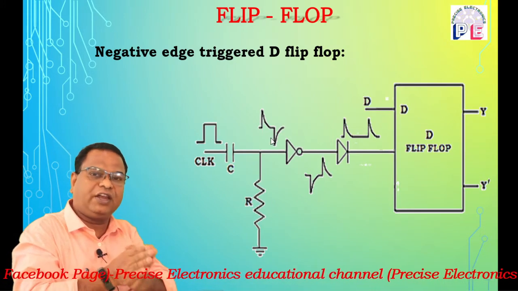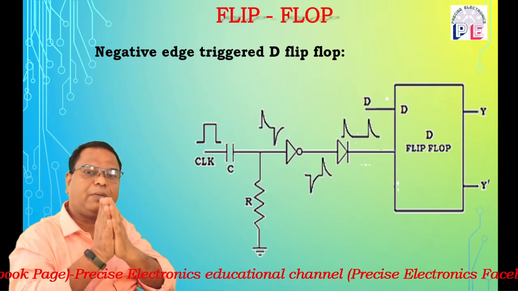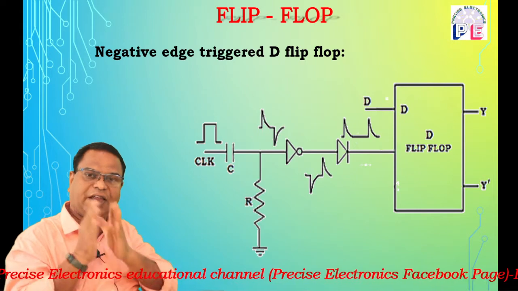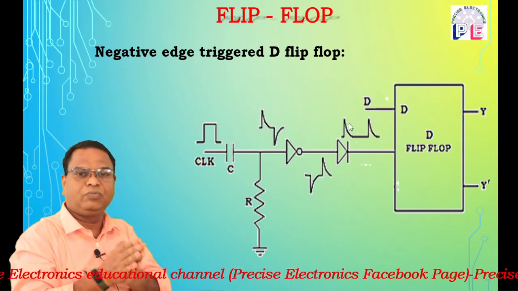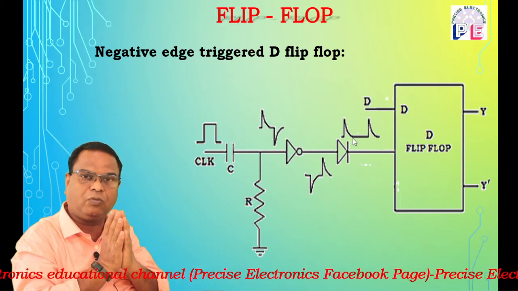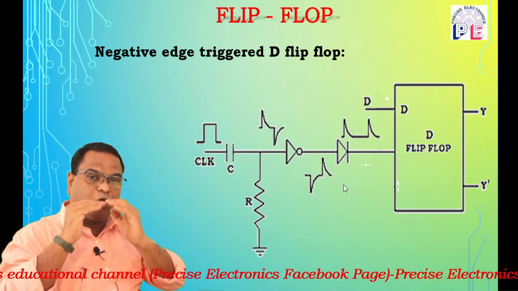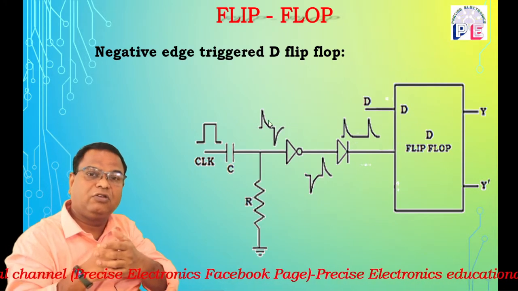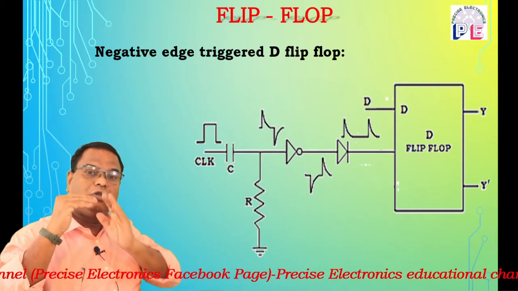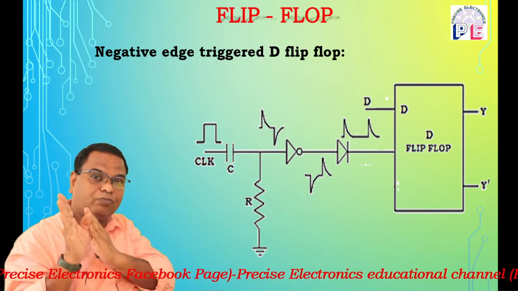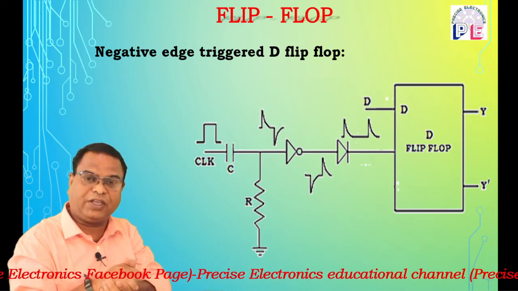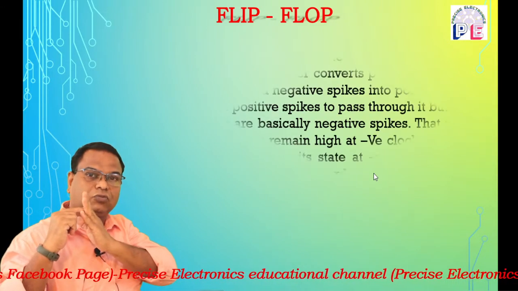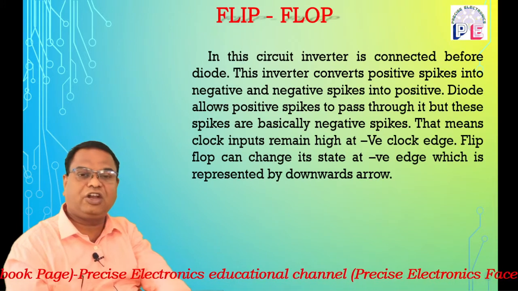So the output of this NOT gate is the complement of the input, and that output is applied to the diode. The diode once again blocks the negative pulse and is able to pass the positive pulse through it. That means the positive spikes are applied to the flip-flop. But friends, this positive spike is basically a negative spike, and that negative spike is converted to a positive spike by using the NOT gate. So this is the negative clock edge. Basically it is the negative clock edge which is converted to positive spikes. So the transition of state occurs at the negative edge of the clock pulse, so it is known as a negative edge triggered D flip-flop.